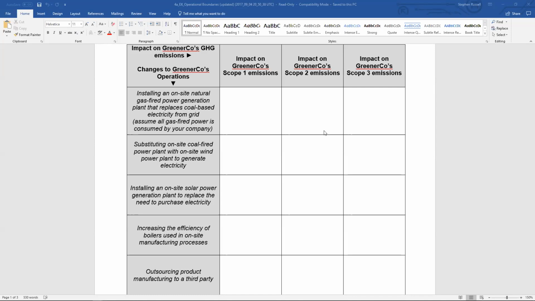And finally, in the last case, the company outsources product manufacturing to a third party. Here the emissions decrease, assuming manufacturing processes caused on-site emissions. And likewise, Scope 2 emissions will fall, that's assuming that the manufacturing process used electricity. And in terms of Scope 3, emissions will increase since the outsourced process is being brought from Scope 1 and 2 to Scope 3.